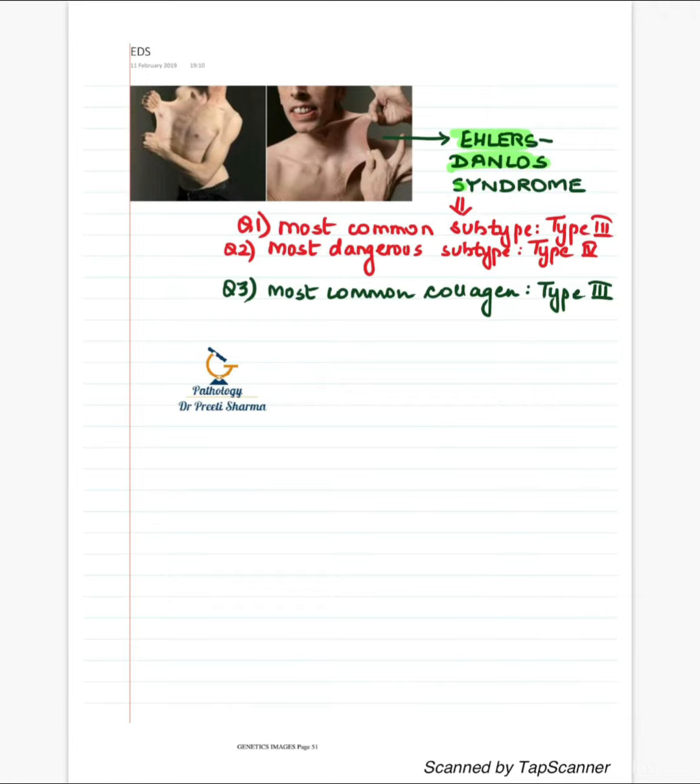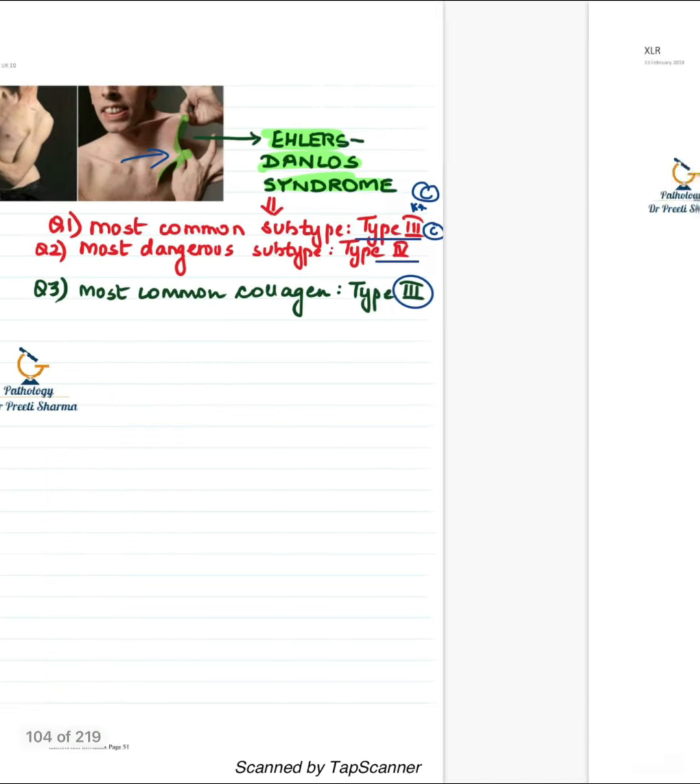Then coming to Ehlers-Danlos syndrome, where you have hypermobile skin, guys. See, do you see the elasticity of the skin, guys? The skin looks so elastic. The most common type is type 3, C common, and type 3 most common. The most dangerous type is type 4, guys, and the least common. The most common collagen is type 3, which gets deposited, guys.